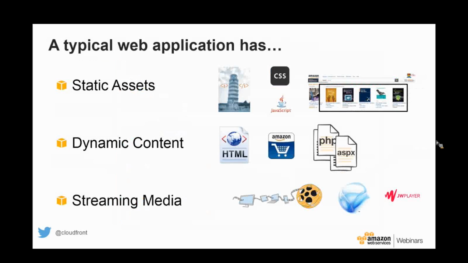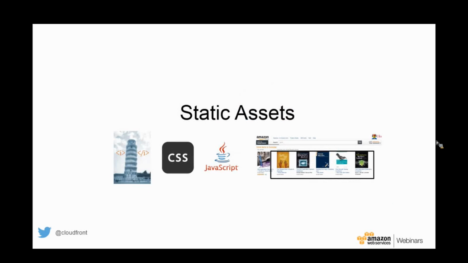So when you think about a typical web application, when talking to customers, three different portions within an application stand out. One is static assets, second is dynamic content, and third is streaming media. So what I've done is organize the best practices that we'll talk about today around these three different types of content, and then towards the end we'll also talk about some general best practices that apply to all types of content. So static assets.